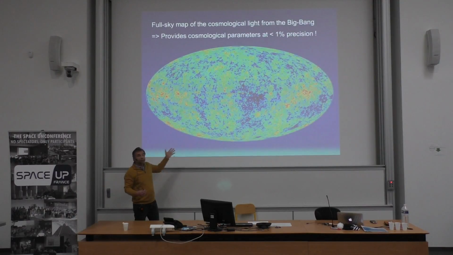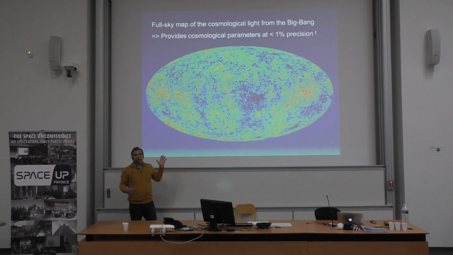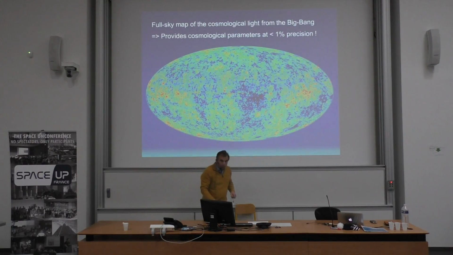And there is a lot of information in this. I will not detail how we do this, but from this image, we are able to derive almost all the cosmological parameters with a precision better than 1%. And this had never been done before. So we get, of course, the Hubble constant, but we get much more.